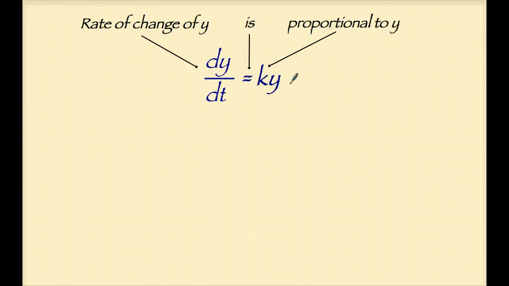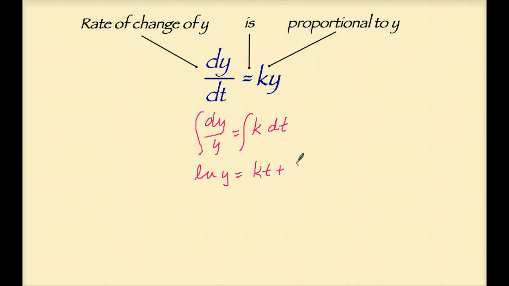First, we'll multiply both sides of the equation by dt and divide both sides of the equation by y, resulting in dy over y equals k dt. Now that the variables are separated, we can integrate both sides. Natural log of y is equal to kt plus c sub 1. Let's exponentiate both sides of the equation.